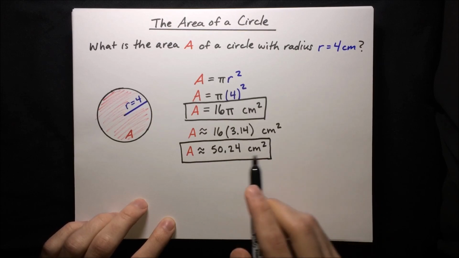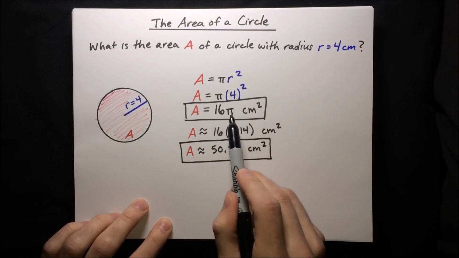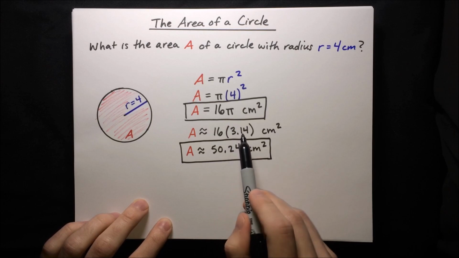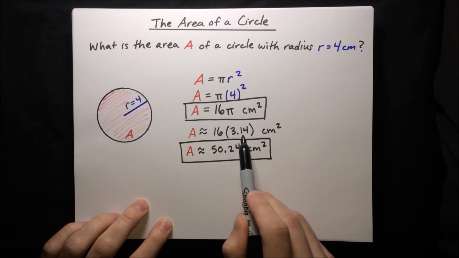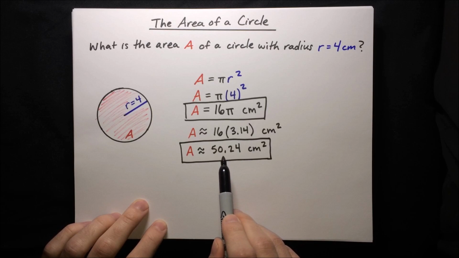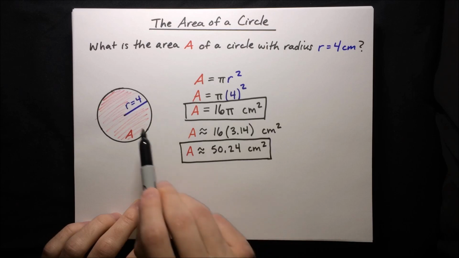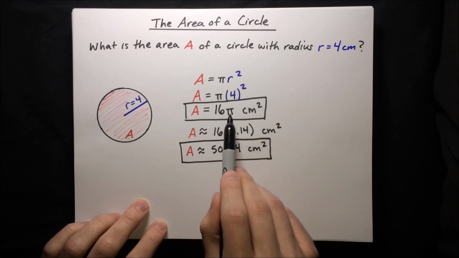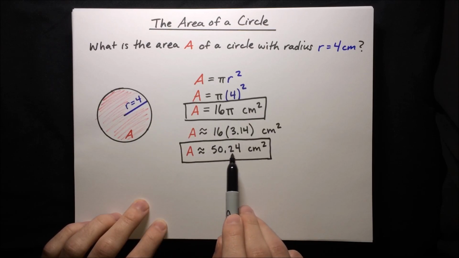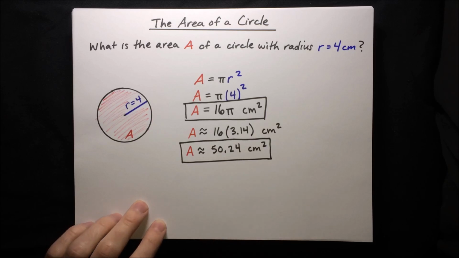Now keep in mind that 16 pi is the exact area, but we can approximate it using this approximation for pi just to make it a little bit more digestible, just to put it in decimal. But if you want the exact answer for the area of the circle, you need to use the 16 pi. 50.24 is just an approximation. It's only really close to the area, but not exactly.